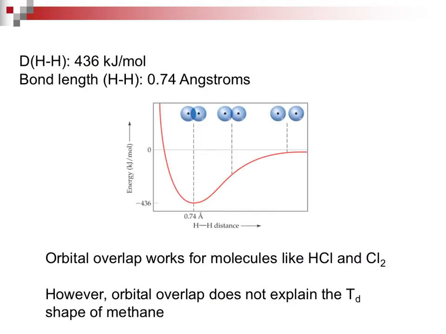So here we have it. In the earlier chapter, we said a bond energy for a hydrogen-hydrogen bond is 436 kilojoules. In chapter 7, we said that the bond length of hydrogen-hydrogen was 0.74 angstroms. So what you have below is a pictorial, all right?